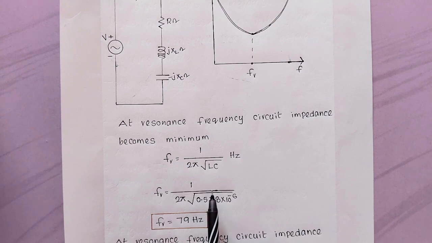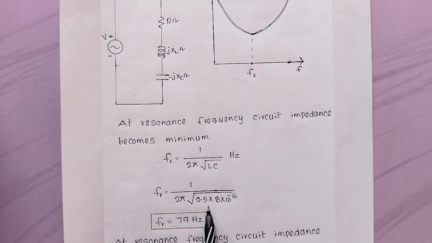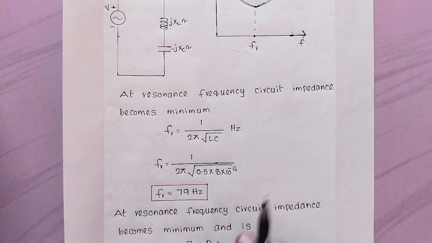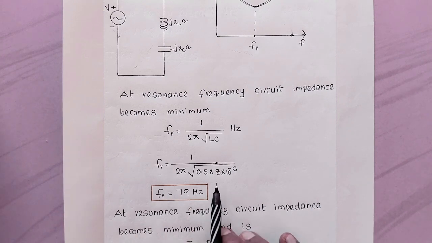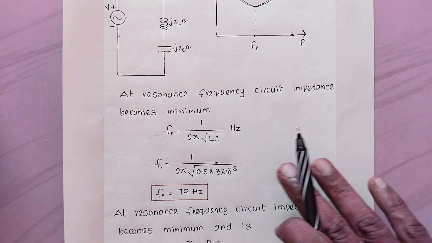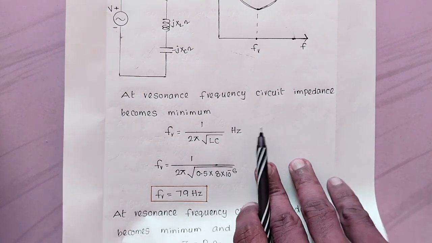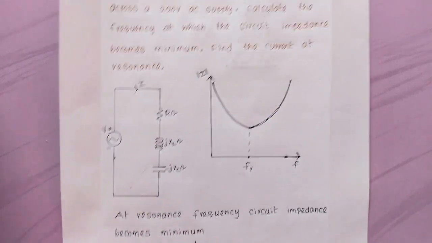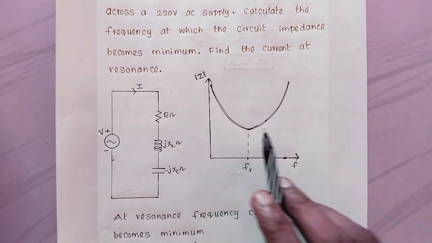So FR equal to, if you substitute the values, 1 by 2 pi. The L value is given as 0.5 Henry and the C value is given as 8 microfarad, so 8 into 10 power minus 6 farad. After substituting the values, we get FR close to 79 hertz. So at 79 hertz, the circuit impedance is minimum.